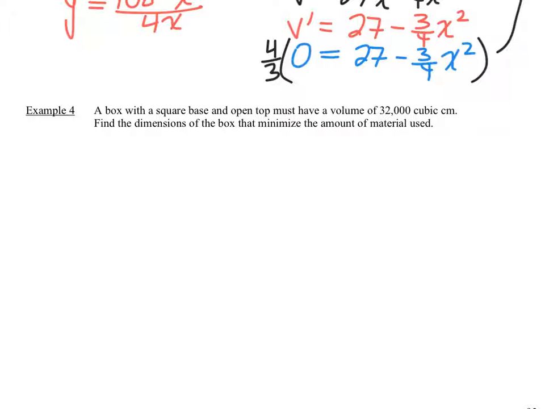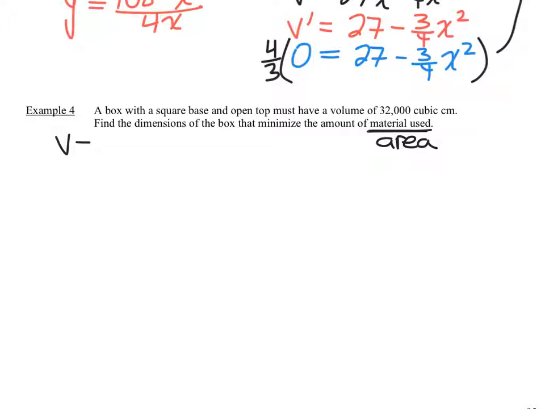All right, so yeah, the box has a square base, of course, and an open top. So same picture basically. Now this time the volume is 32,000. So basically they're telling us some information about the volume, and we need to minimize the amount of material used, AKA we have to minimize surface area. So it's the opposite, right?